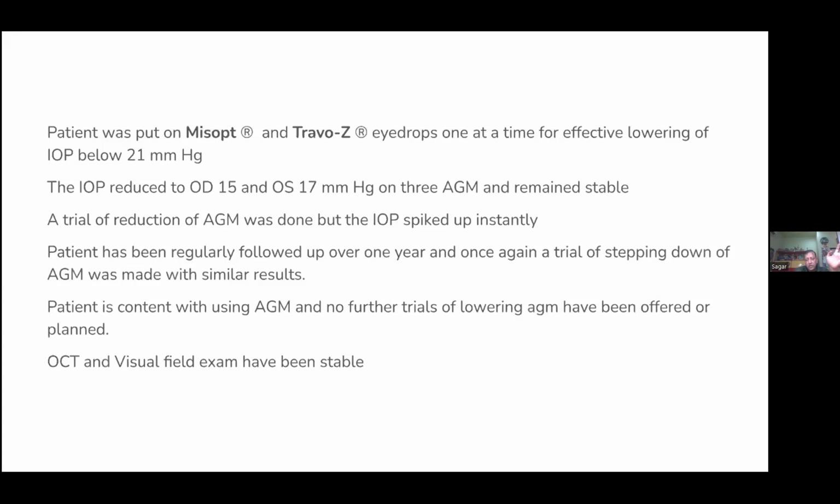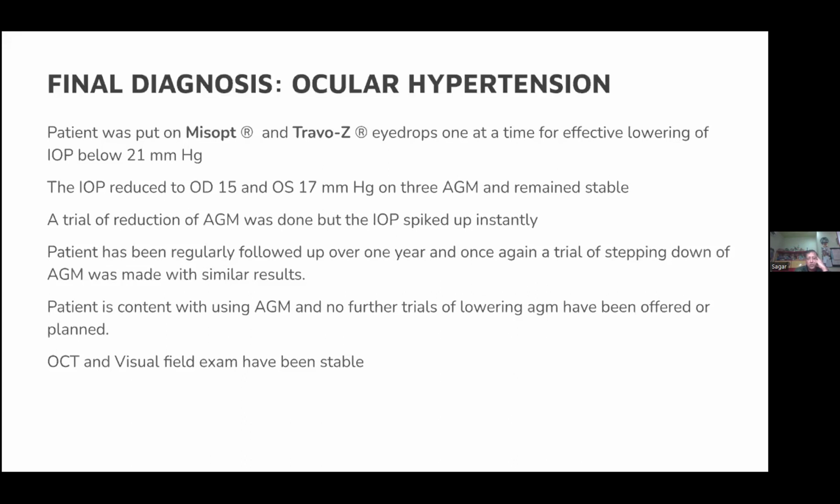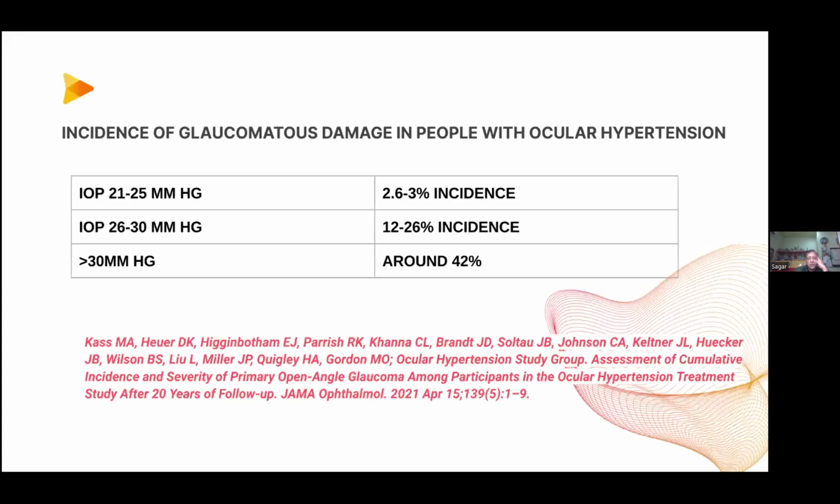The visual field, everything remained stable. Again I tried to reduce the anti-glaucoma medication. Pressures again went up. So yeah, the patient is now on 3 drugs and he's happy using them. He's content. So finally, this is a case of typically ocular hypertension. And yeah, the incidence can be as high as 42% in patients of ocular hypertension of development of glaucoma changes. So be careful there.